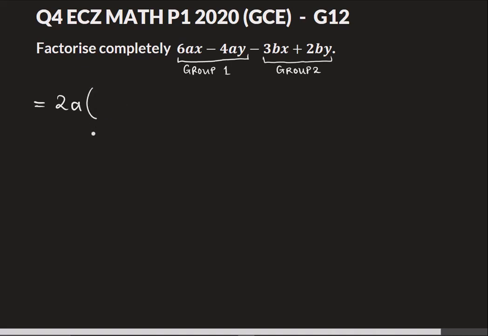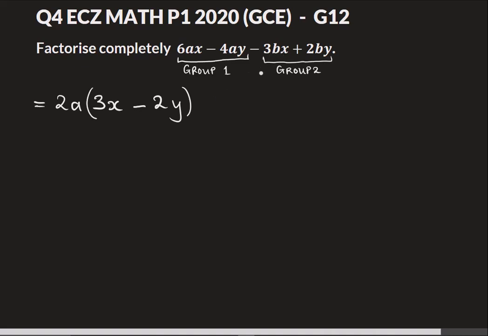Then we open brackets. We look at this term here. We ask ourselves, what can I multiply by 2a so that I have 6ax? To get 6, I know I just need to multiply 2 by 3. To get x, I just need to have the x there. I'll do the same for the second one here. In order for me to have negative 4, I need to multiply by negative 2. In order for me to have a y, I'll need to have a y like that.